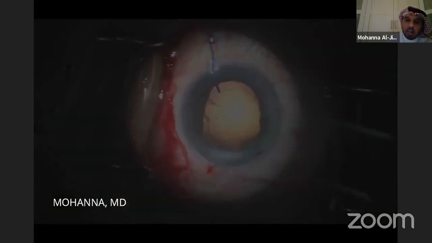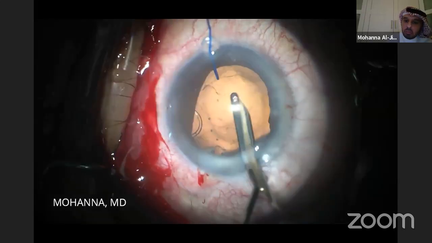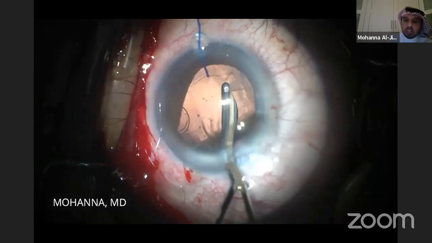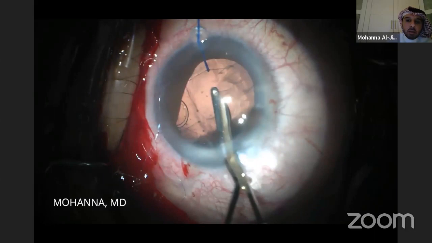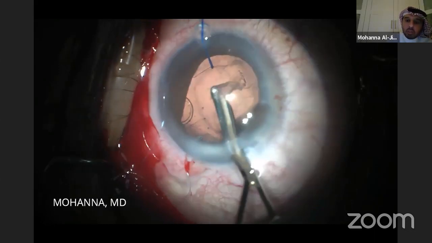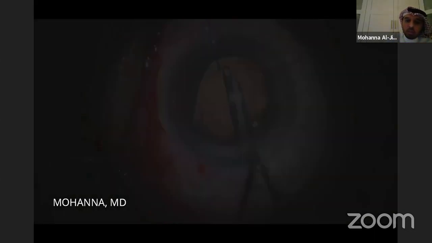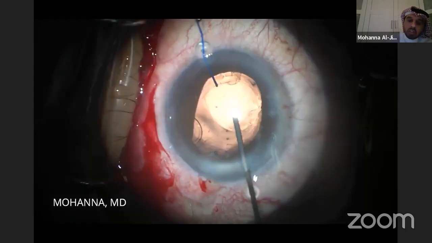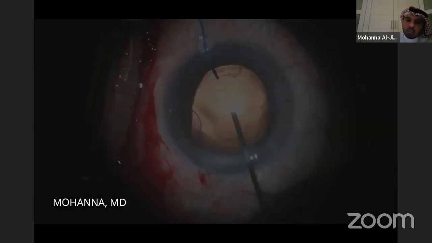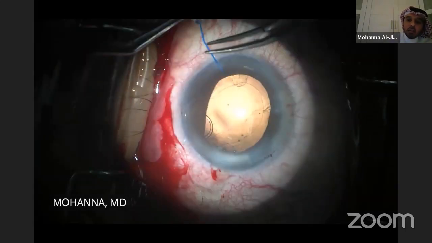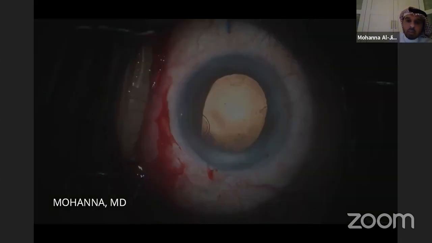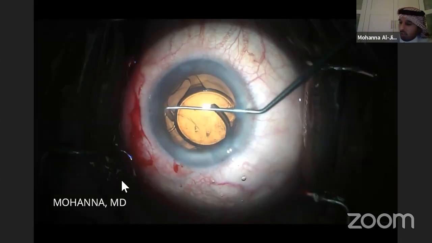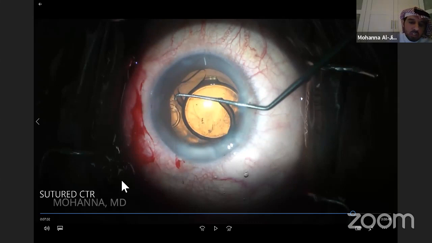After doing that, I went with the Simcoe. The Simcoe gives better control and is less traumatizing to the bag complex, and I removed the remnant cortex. Then I inflated the bag with a viscoelastic, removed the last iris hook, and implanted the IOL in the bag. Any comment, Dr. Ali, about the type of IOL you would use in these cases?